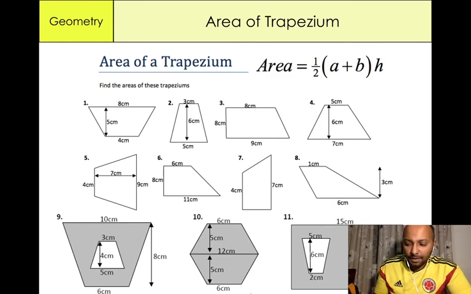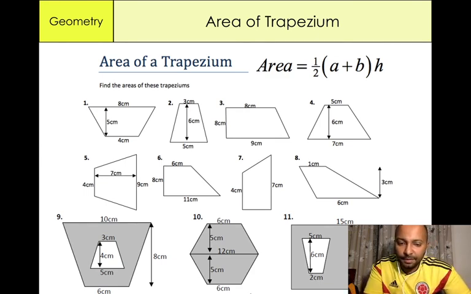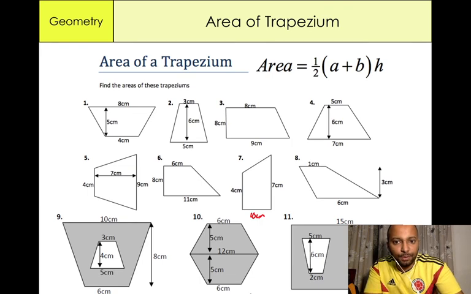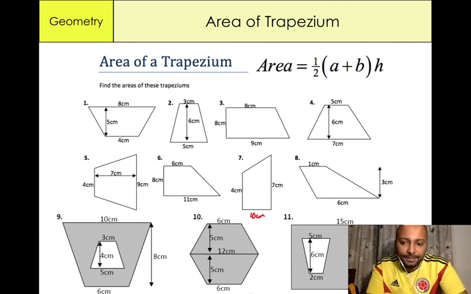Okay, so have a go at these questions. Pause the video if you want and have a go at these questions. There is one question that doesn't have the height. So I'm just going to put the height over here. So this is 10 centimeters. So that's it. Have a go at these questions and I will put the answers on in a few seconds. So just pause the video and have a go.